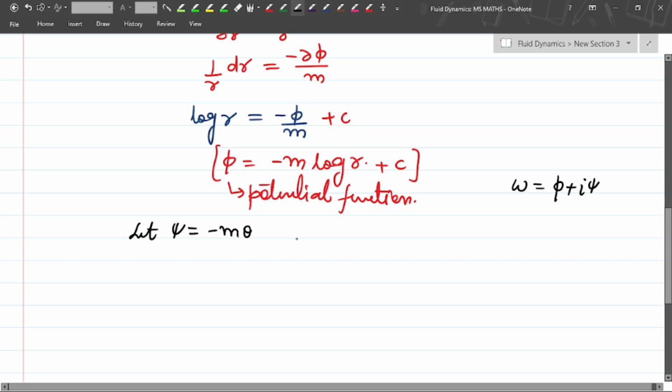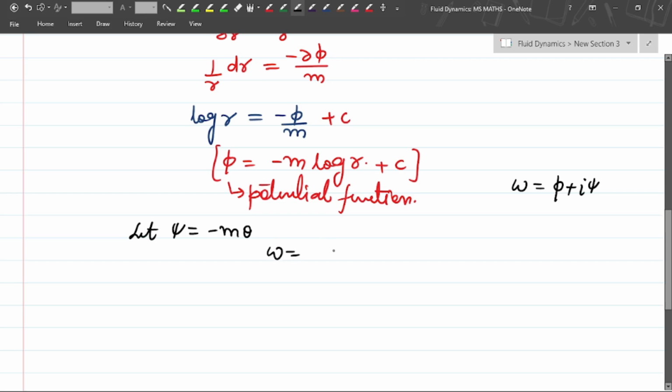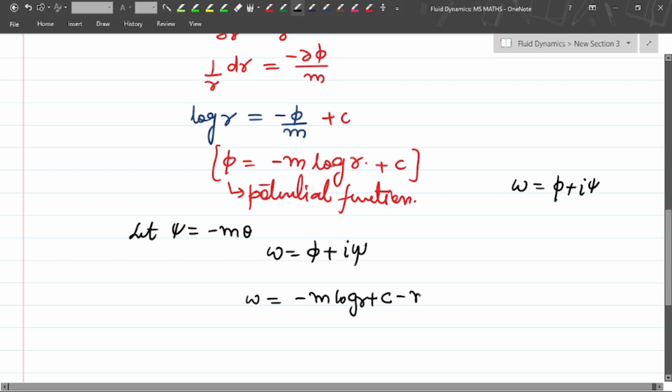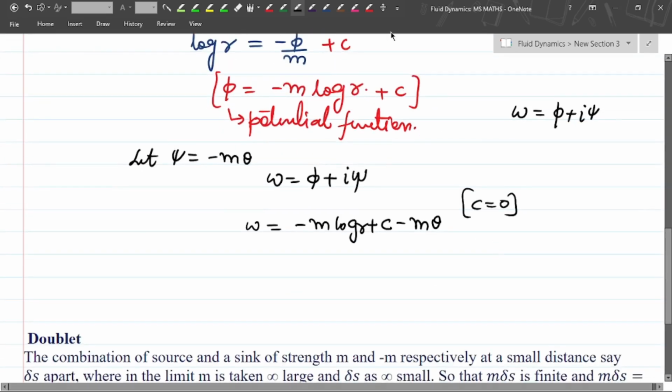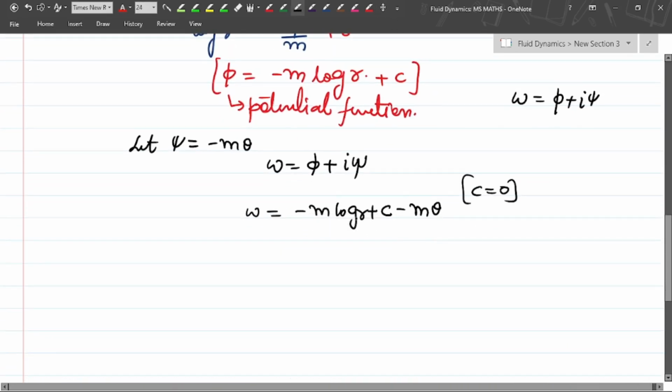So what can I do here? I can just write my complex potential function, φ plus iψ. So I can write w is equal to minus m log of r plus c, and minus mθ. I have taken c as 0 because I have just neglected the integral coefficient, or we can say the arbitrary constant. So it is just minus m. We can take common here: log of r plus θ.